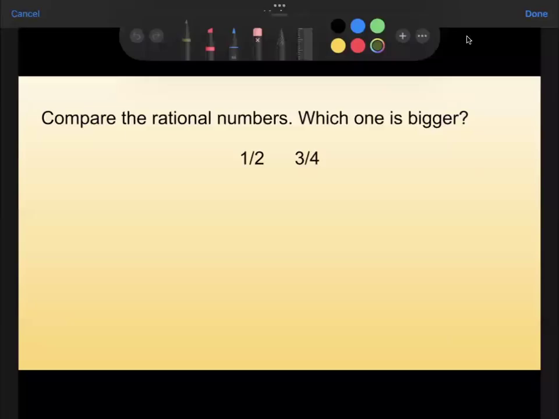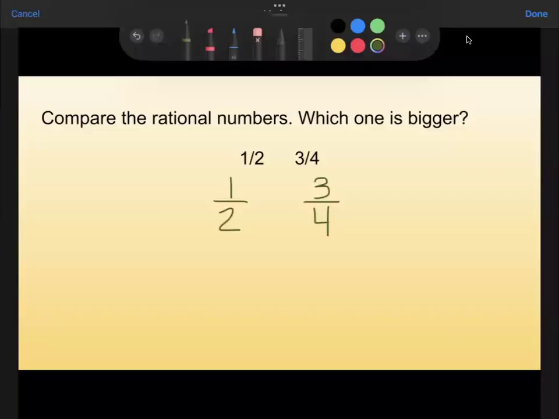Okay, so let's start with this one. We're going to compare these two rational numbers. Now, these are both fractions. One is 1/2 and one is 3/4. So I'm going to go ahead and rewrite them this way because I prefer to look at my fractions where the numerator is directly on top of the denominator. Okay, so since they're both fractions, we could change them so that they are fractions that have the same denominator. That will make them easier to compare.